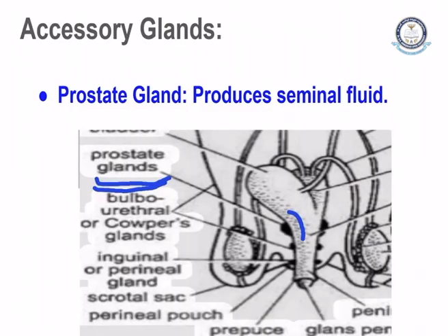Now coming to the glands, which are called accessory glands. The first important accessory gland is the prostate gland, which produces seminal fluid. So what is this seminal fluid? This is a fluid which carries the sperms. These prostate glands are present adjacent to the penis and the urinary bladder.